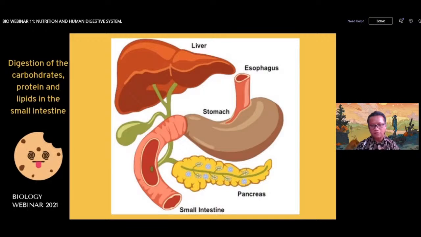And lastly, the tiny droplets just now, lipid tiny droplets will be secreted by lipase and digested into fatty acid and glycerol. Okay, so all these enzymes are known as the intestinal juice. Okay, intestinal juice contains maltase, sucrase, lactase, lipase, and erepsin. Okay, and the surrounding of the enzyme of the duodenum is alkaline.